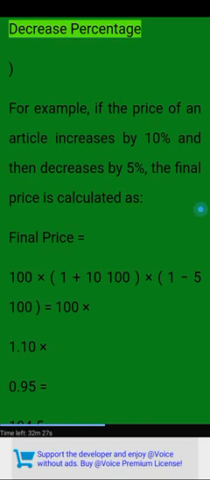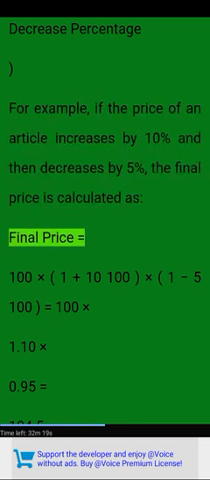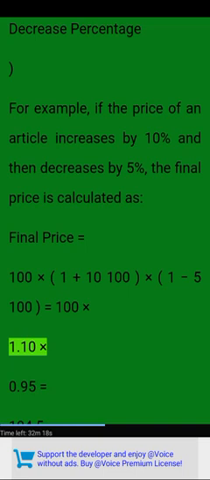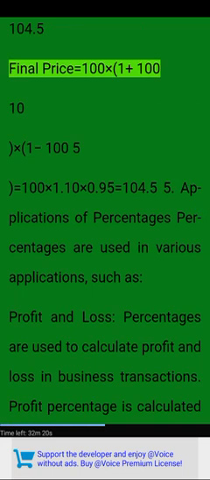For example, if the price of an article increases by 10% and then decreases by 5%, the final price is calculated as final price equals 100 times (1 plus 10/100) times (1 minus 5/100) equals 100 times 1.10 times 0.95 equals 104.5.